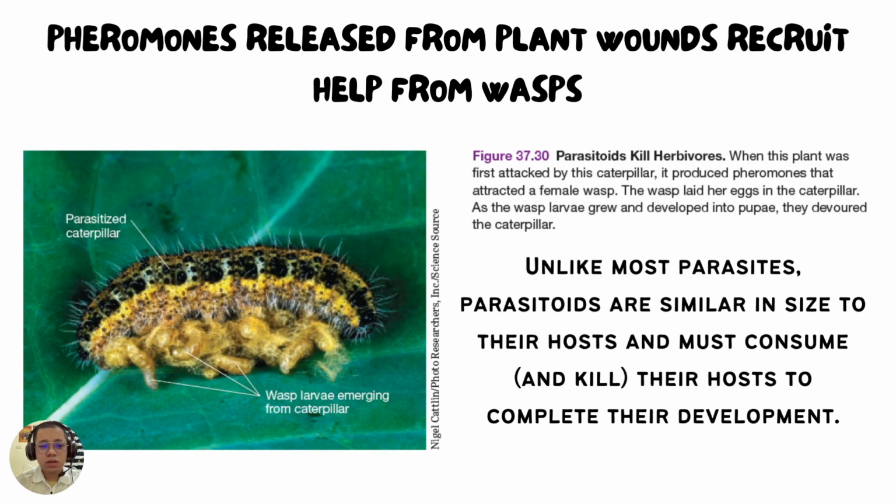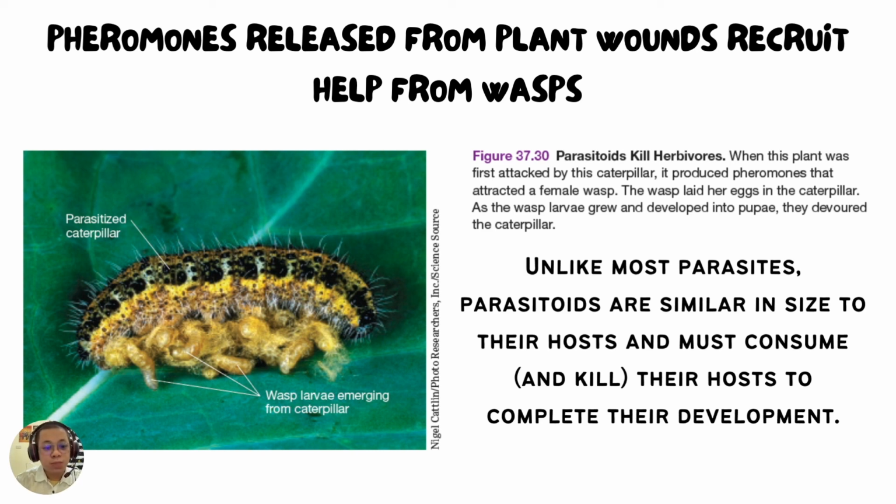Now we have these pheromones released from plants' wounds that recruit help from wasps. Caterpillars and other herbivorous insects have enemies of their own, often wasps that lay their eggs in the insect's bodies. When the wasps' eggs hatch inside the caterpillar, the wasp larvae begin eating the host from the inside out. An organism that is free living as an adult but parasitic as larvae, such as this wasp, is called a parasitoid. Unlike most parasites, parasitoids are similar in size to their host and must kill their host to complete their development.